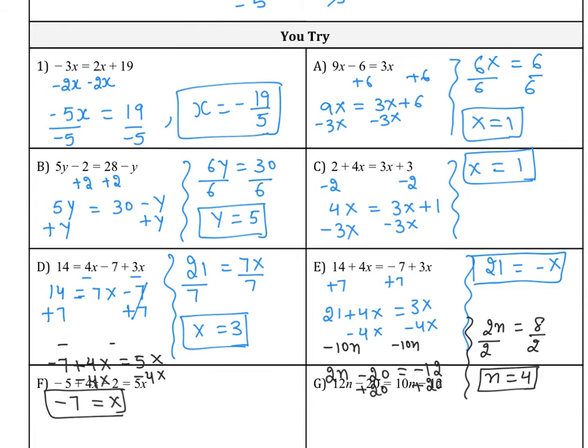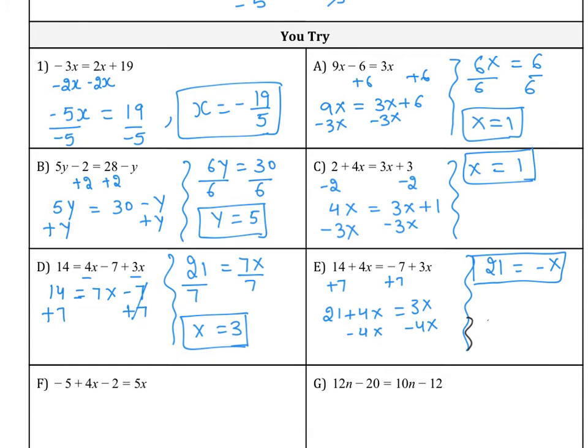So let's just do letter D here. For letter D, you're going to combine the 4x and the 3x, which makes 7x, and you're going to bring this 7 to the other side by adding 7 on both sides. So you're going to get 14 plus 7, which is 21, equals 7x. Divide by 7 on both sides, and x will equal 3.